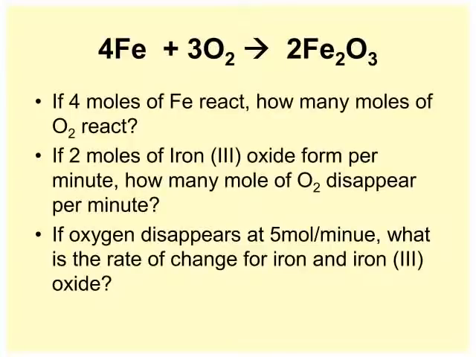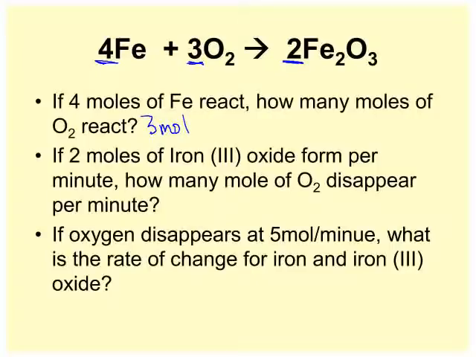Here's an example of a reaction. 4 Fe plus 3 O2 yields 2 Fe2O3. If 4 moles of iron react, how many moles of oxygen react? So if it's 4 and it's 3, that would be 3 moles. If 2 moles of iron 3 oxide form, same as the coefficient, if 2 moles form per minute.